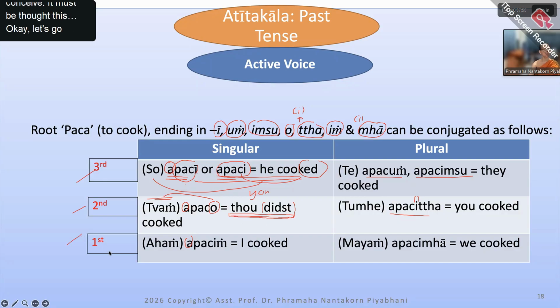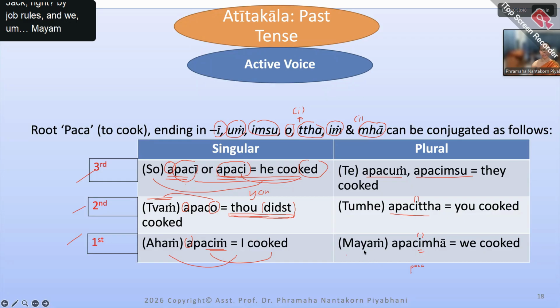Okay, let's go to the first person. First person of the past tense. Aham apacim, I cook. Mayam apacimha. Drop it, okay, don't forget at all. Drop it before maha, for the root ending with a. Ending with a here is pacha, right? Pacha root, ending with a.